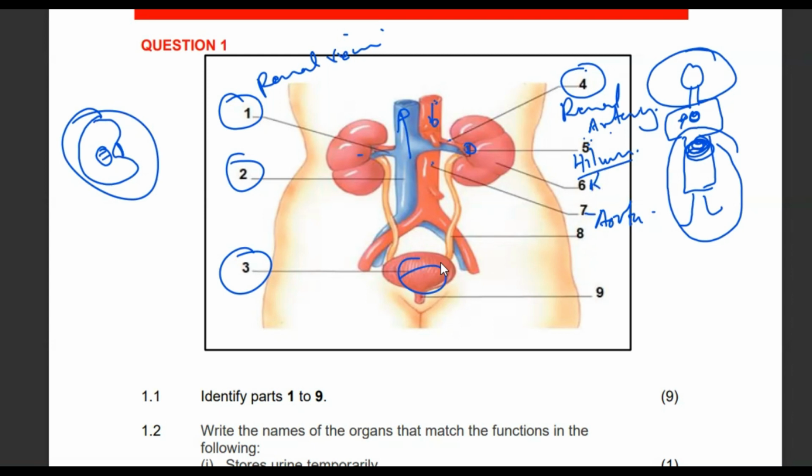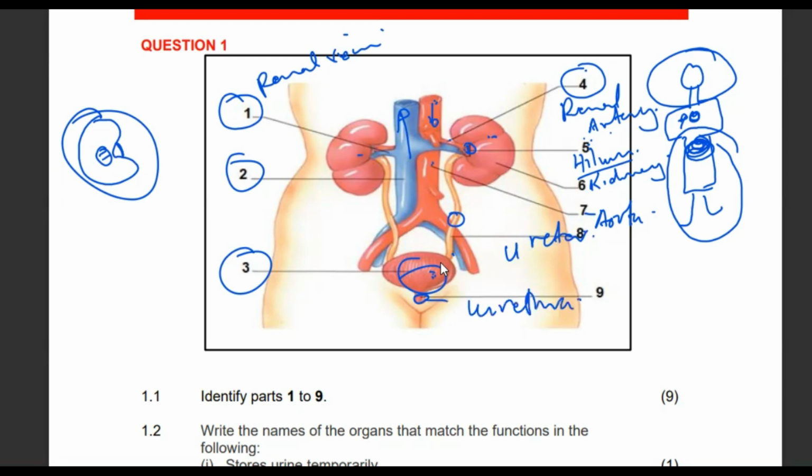This is just a kidney. And then number 8, we said number 7 is the aorta. Number 8 are the tubes which bring the urine from the kidney to the bladder. Look, there is a difference between this tube and this tube. This tube is called the ureter, while this tube is called the urethra.